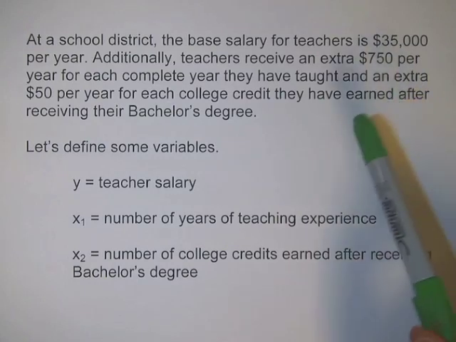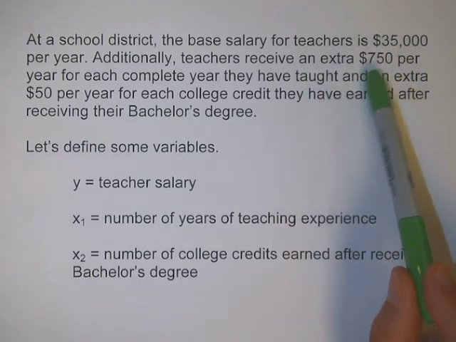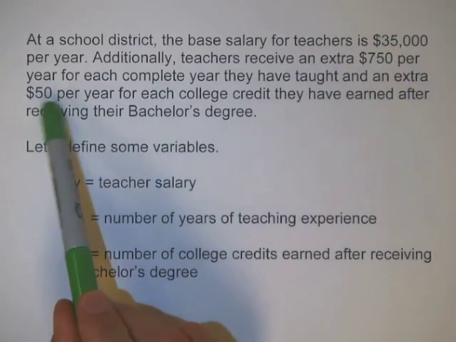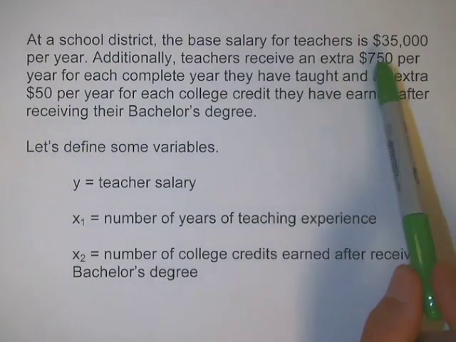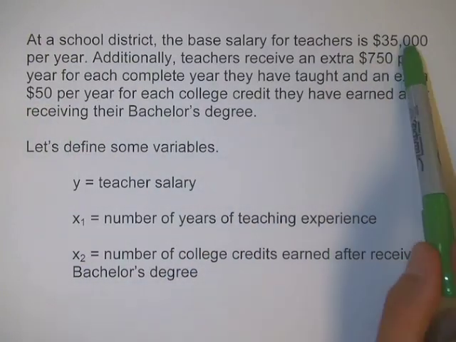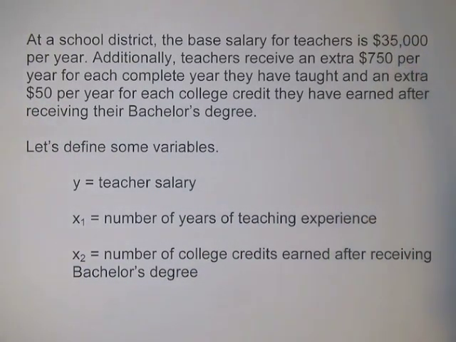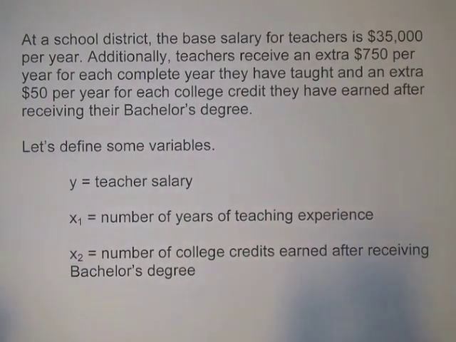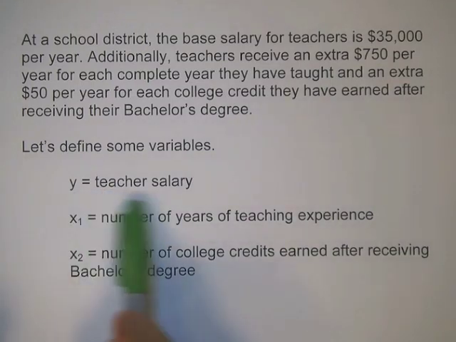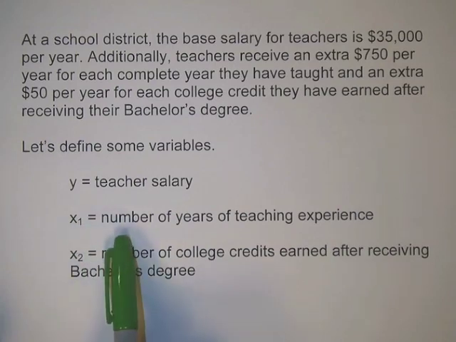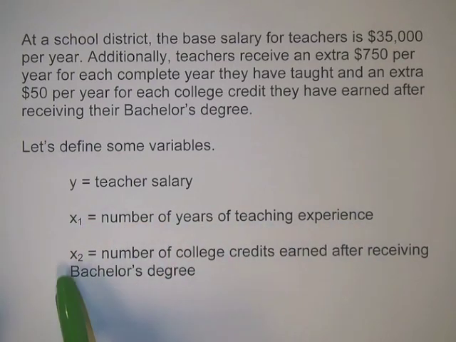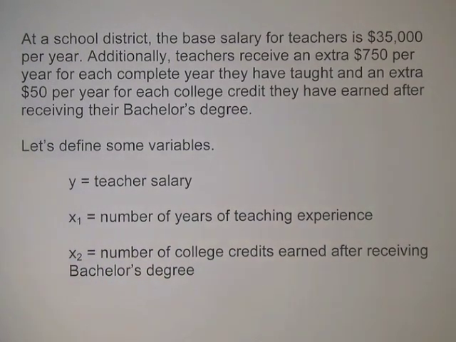But say another teacher comes in and they have 2 years of experience and 10 college credits, then they would receive some of this additional money on top of the $35,000. So let's define some variables here. We're going to let y equal teacher salary, x sub 1 represent the number of years of teaching experience, and x sub 2 represent the number of college credits earned after receiving the bachelor's degree. So three different variables here.